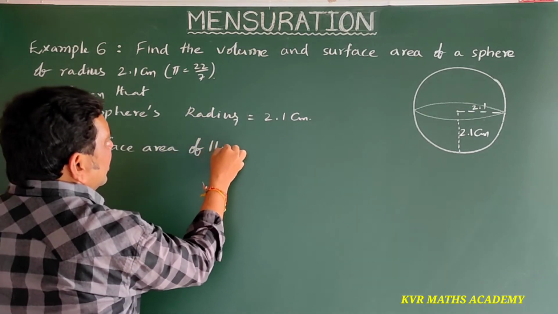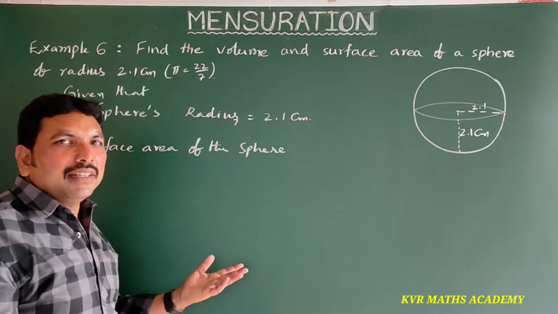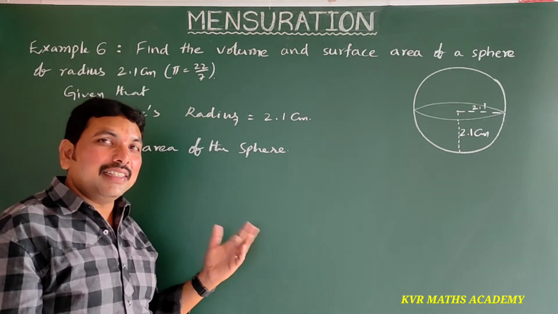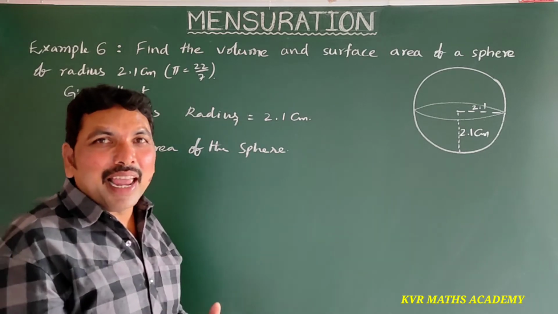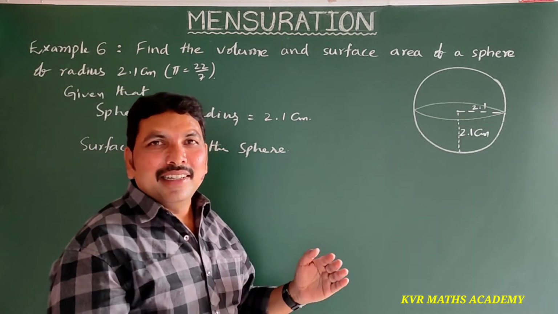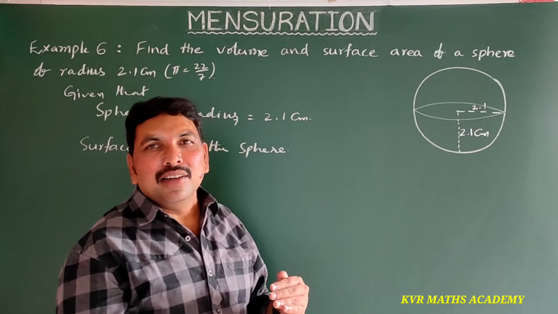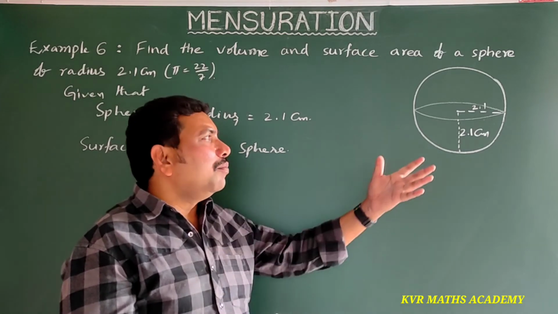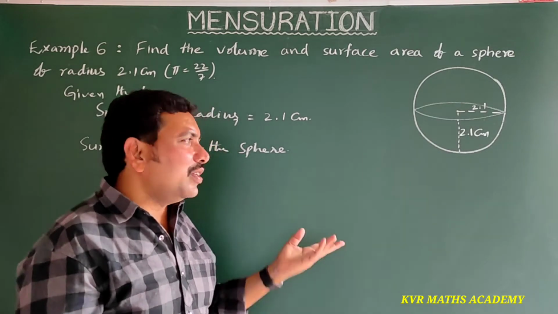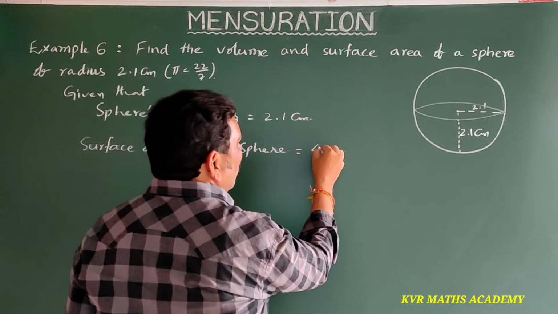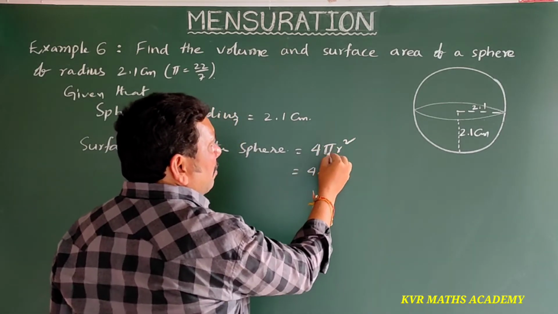of the sphere. Here, surface area means total surface area or lateral surface area? Both are equal in a sphere, right? There will be no separate total surface area and lateral surface area. Both are surface areas only. Both are equal. So what is the formula? It is 4 pi r square. Understood?